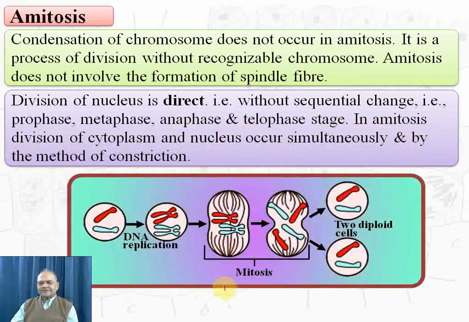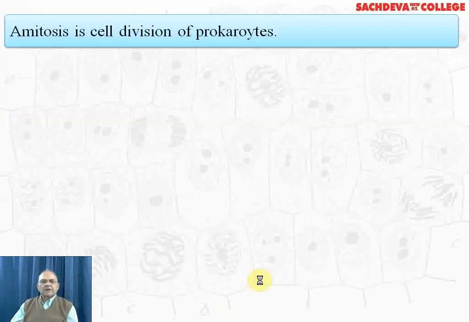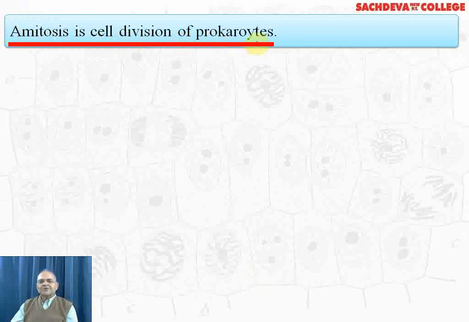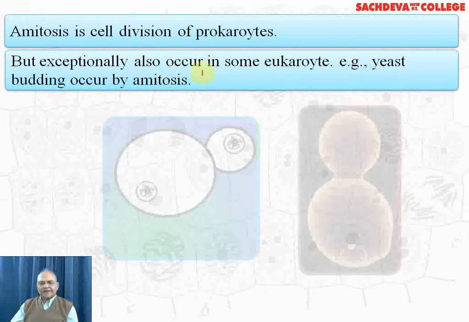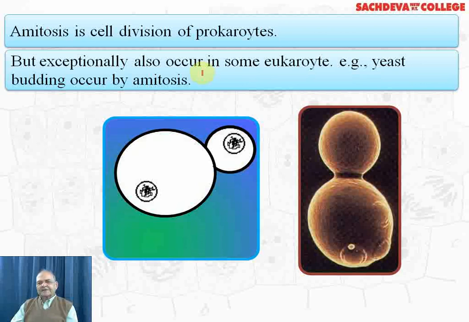This is, you can say, the mitotic division. 2 diploid cells are formed. Amitosis is the cell division of prokaryotes. But in certain eukaryotes like budding yeast particularly, you will find that amitosis is occurring, and this is a budding yeast.